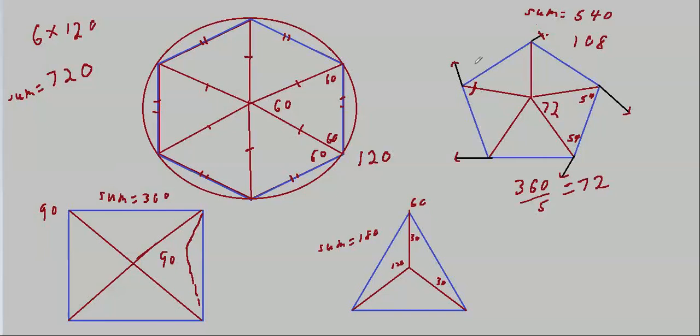So, what's this? 180 minus 108, because 108's in here. So that's 72. Wait a minute. We got a 72 over here. Why did this turn out to be the same as this? Well, how did we arrive at this interior angle?